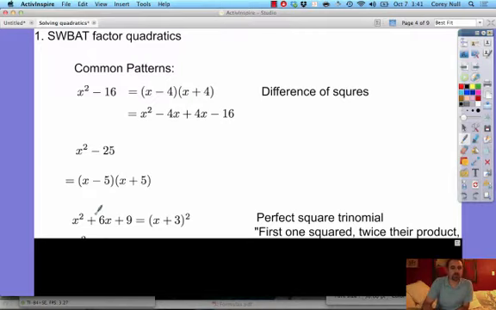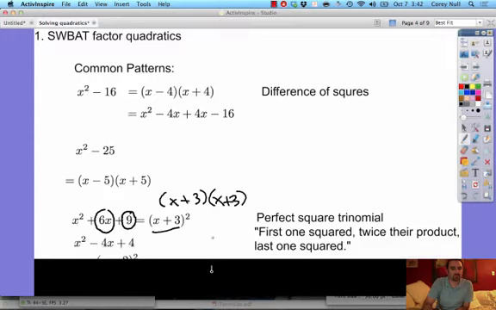Okay, it's a situation where I have the square root of this doubled in the middle. Square root of 9 is 3, times 2 is 6. Whenever you have that kind of pattern, really what it is is x plus 3, which is the square root of 9, the whole thing squared. So this is like x plus 3 times x plus 3. That's just a fancy way of writing it.